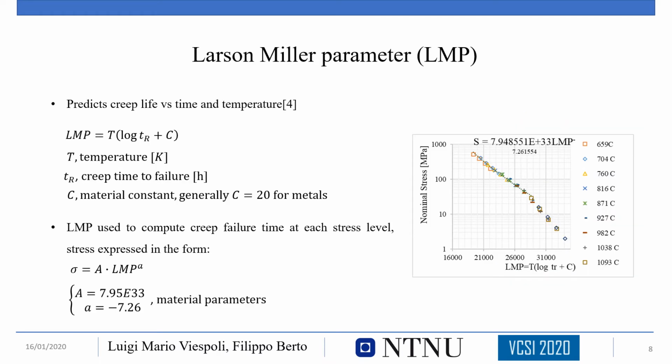All data can be displayed in a single function using the Larson-Miller parameter. Such parameter correlates the creep life with time and temperature. The formulation includes a material constant C, which is equal to 20 for most metals. It can be seen that all results at different temperatures are well correlated in terms of nominal stress versus the Larson-Miller parameter by an exponential relation. Such relation will be used to compute the time to pure creep failure for each load instant during the fatigue cycle.